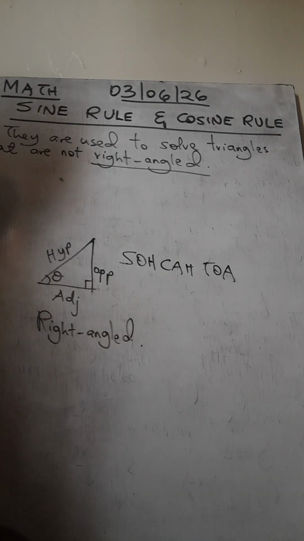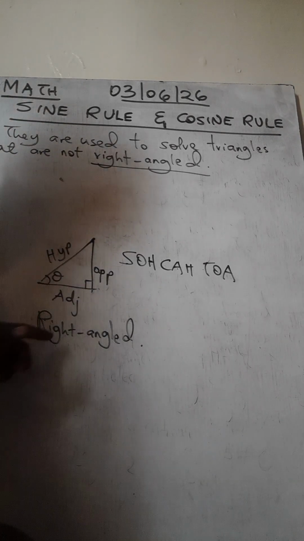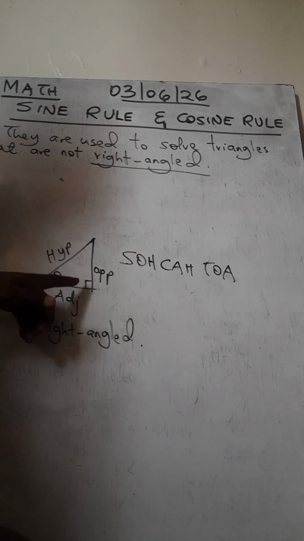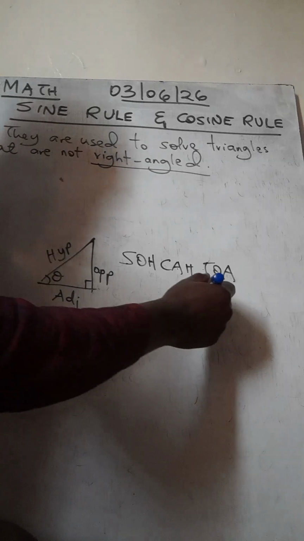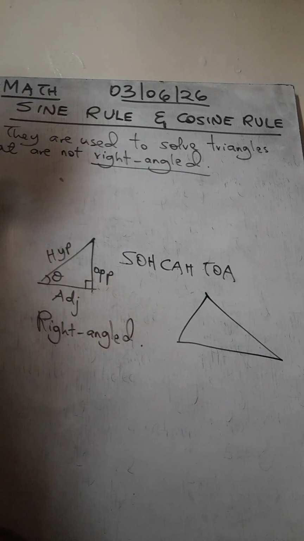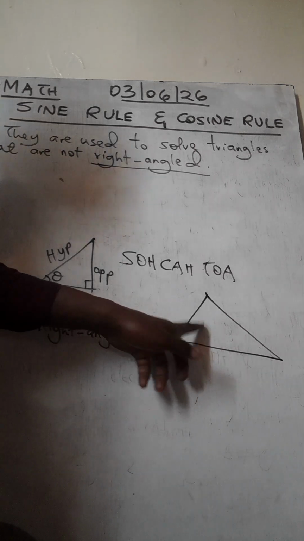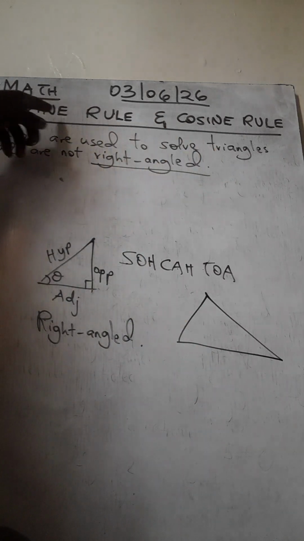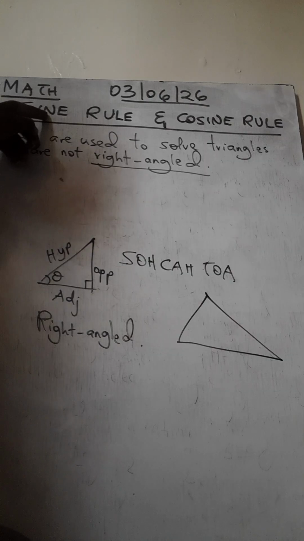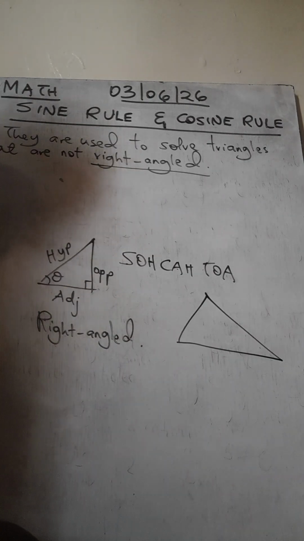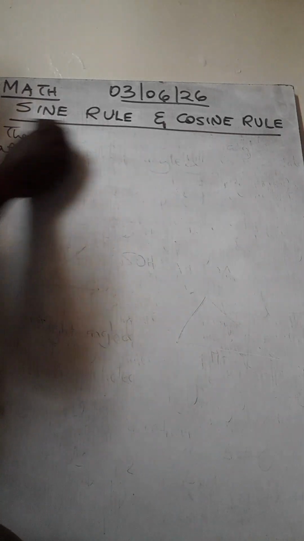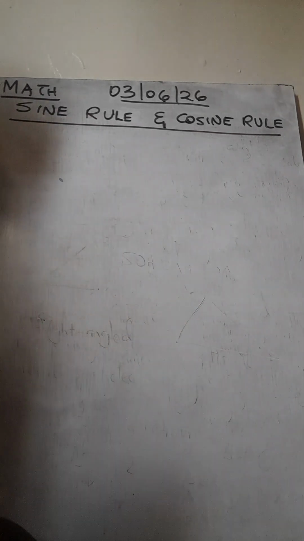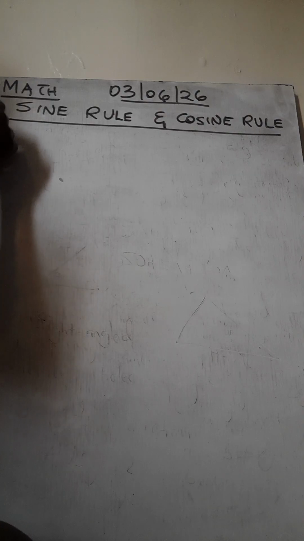But what if you are given a triangle that is not right angled? Right angled means one of the angles is 90 degrees. Sometimes you might be given a different type of triangle where none of the angles is 90 degrees. In that case, we bring in either the cosine rule or the sine rule. So let's talk about sine rule.